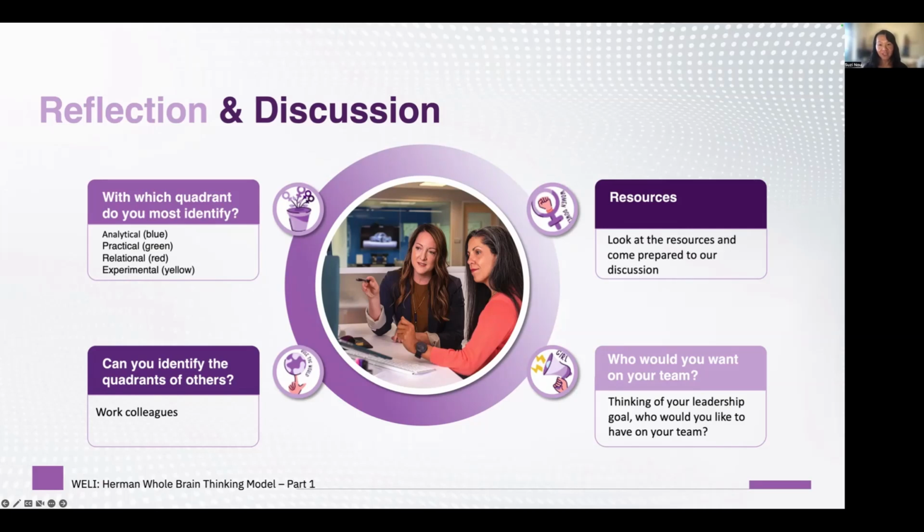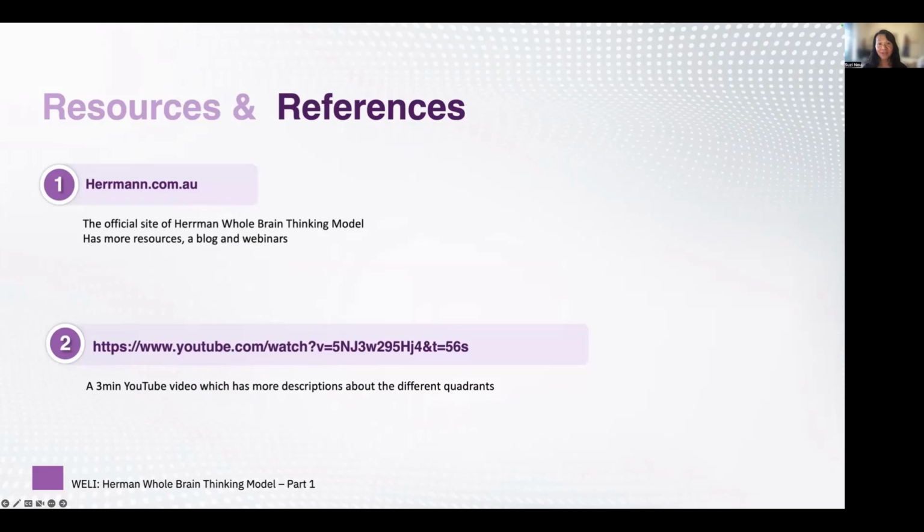And then finally, certainly not compulsory, if you have time, look at some of the resources. I'd be curious to know what you think about them. I've got them on the next slide. So only two references, one big, one small. The first one is herrmann.com.au, the official website of the Herrmann Brain Institute in Australia. They have a lot of resources on there.